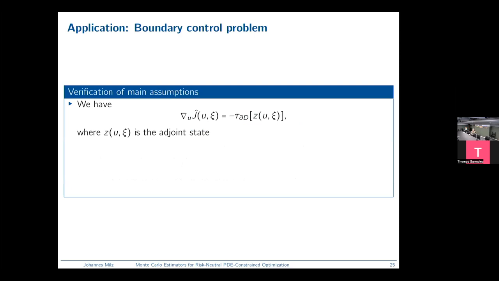Now, how can we recognize this gradient identity or this compactness? If you compute the gradient of the reduced parameterized objective function, then it's very similar to what we have had before. Now we have minus this trace operator times the adjoint state. And so in order to apply this framework, we would choose M equal to our adjoint state and K equal to minus this trace operator. And this trace operator turns out to be compact. So this is all I wanted to tell you about this boundary control problem.